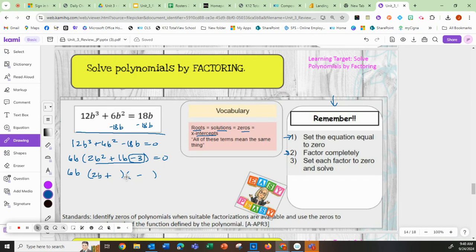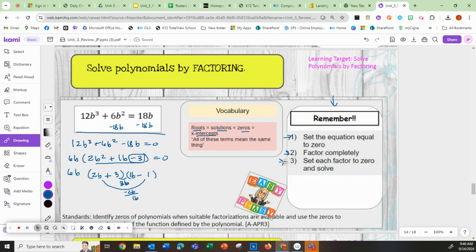I'm going to use a 2b times a 1b. That's going to give me my 2b squared. And then I'm going to use a 3 and a 1. I could use a 1 and a 3, but the 3 needs to go with the 2b because my inside terms here are going to multiply to be 3b. And the 1 needs to go with the 1b because that's going to give me a negative 2b. And those two are going to combine to be 1b, and that's what my middle term is.